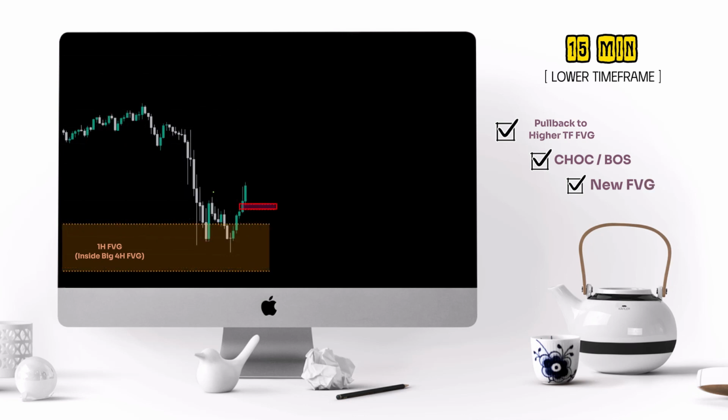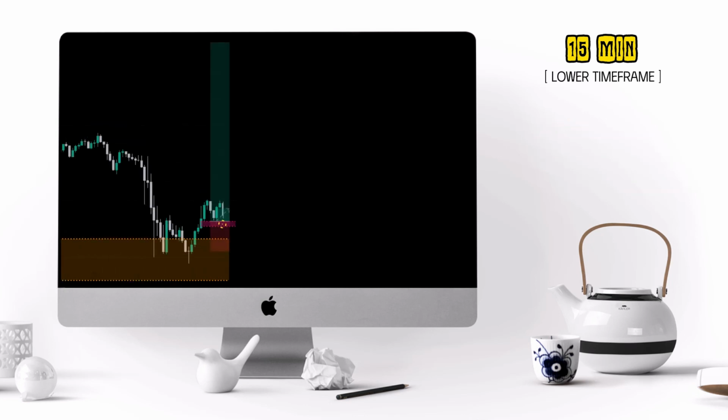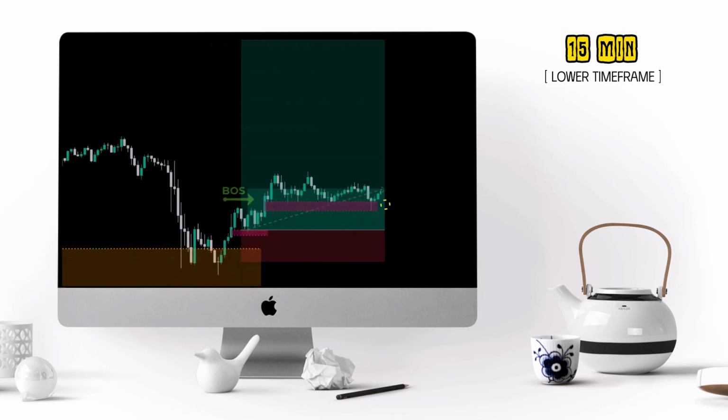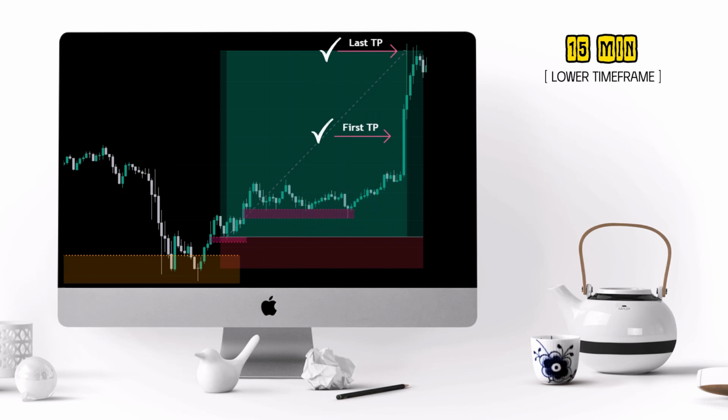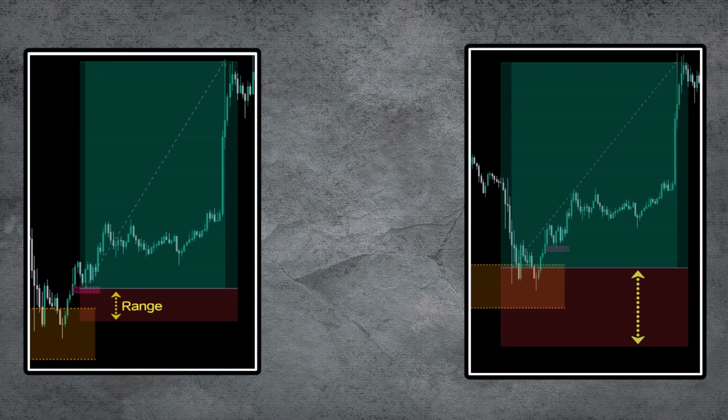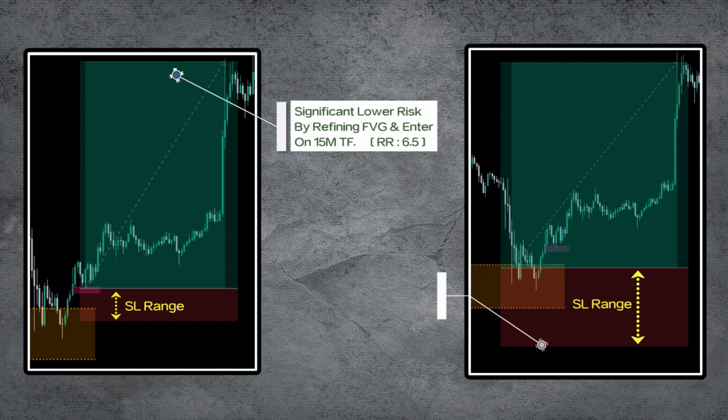Identifying a small FVG aligning with the breaker area, we initiate a position as the market touches the fair value gap. You can find everything about breakers and how to use them in the order block video on our channel. We place stop loss and targets on various liquidity levels or swings. Here you can see how easy and fast the market reaches our target. By refining the fair value gap, we achieved a significantly improved risk-to-reward ratio in this setup.